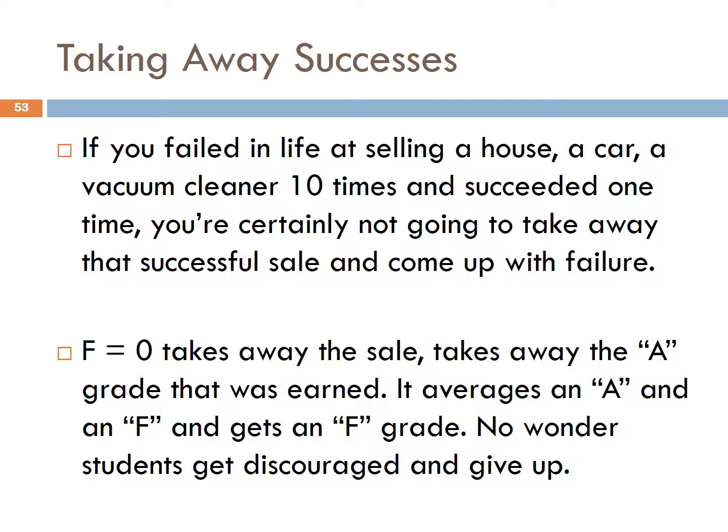Taking away success. If you failed in life at selling a house, a car, a vacuum cleaner 10 times and succeeded one time, you're certainly not going to take away that successful sale and come up with failure. F equals 0 takes away the sale, takes away the A grade that was earned. It averages an A and an F and gets an F. No wonder students get discouraged and give up.